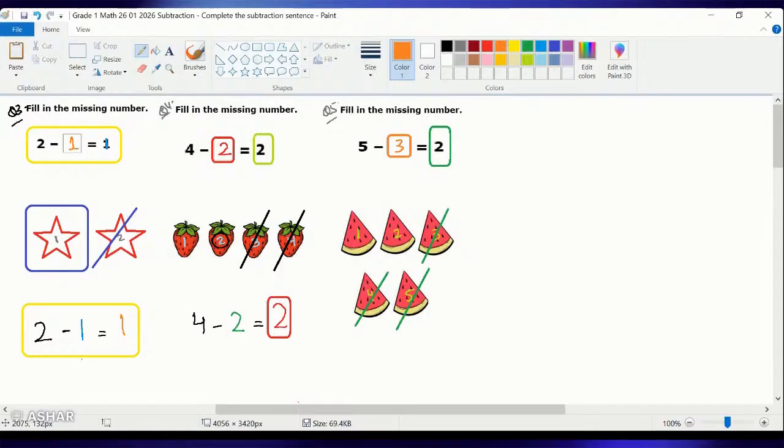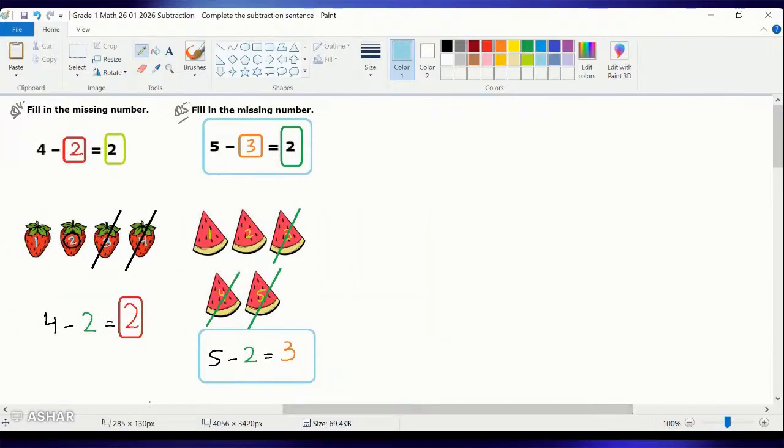3. So 5 minus 3 would be equals to 2, or we can say 5 minus 2 would also be equals to 3. So these equations, this statement and this statement, are known as equations because we see an equal sign in the middle. Yes, thank you, Precious.